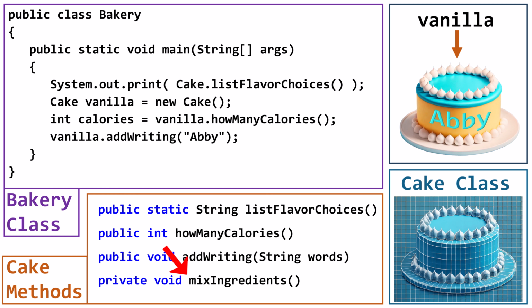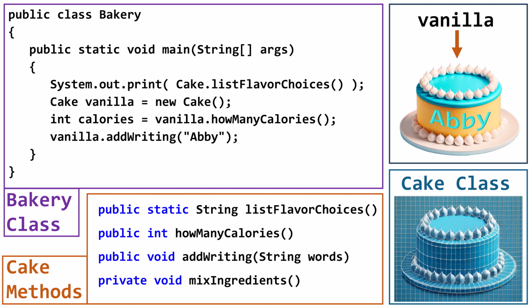Finally, let's look at the mixIngredients method. This method has a private access modifier, meaning it can only be called from inside the cake class. There is no way for us to directly call mixIngredients from the bakery class. However, if one of the public methods we called happens to call the mixIngredients method as part of its workings, we would have indirectly called mixIngredients.